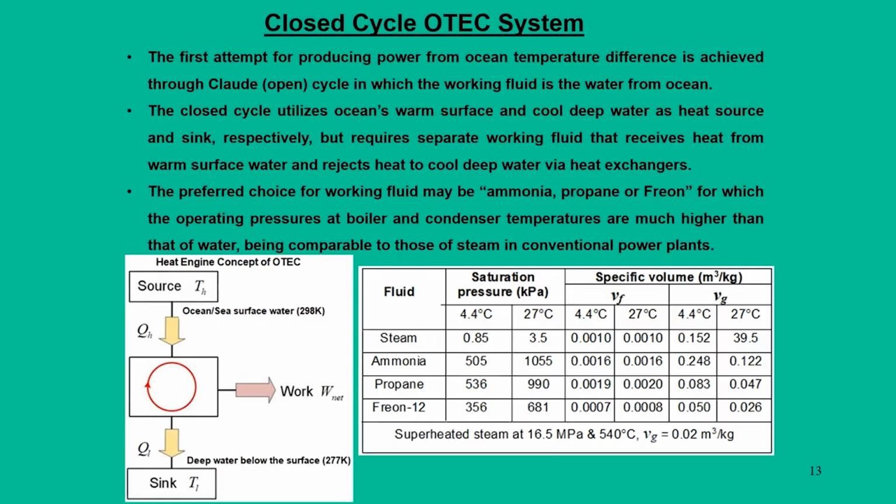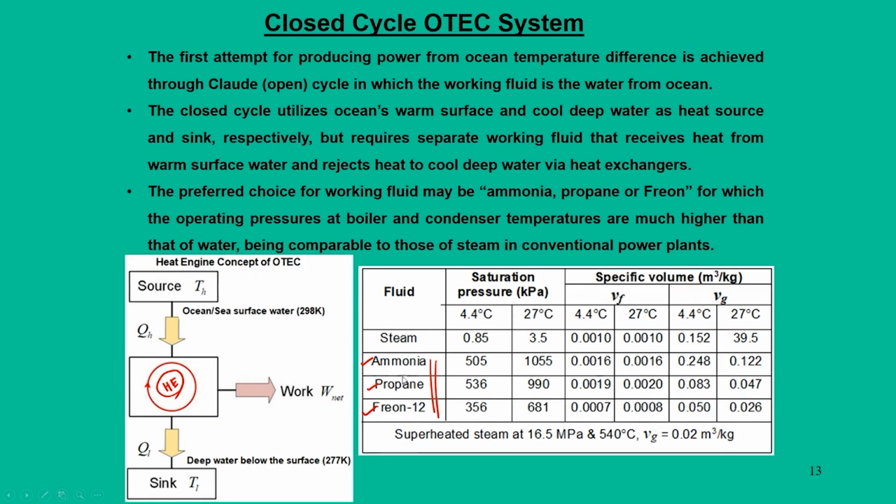Now, moving to the closed cycle OTEC systems. Here the concept remains the same, but the difference, from a heat engine perspective, is that we are using working fluids like ammonia, propane or freon. These are called low temperature cycles that use typical working fluids like ammonia, propane and freon for their operations. Why are we saying this?